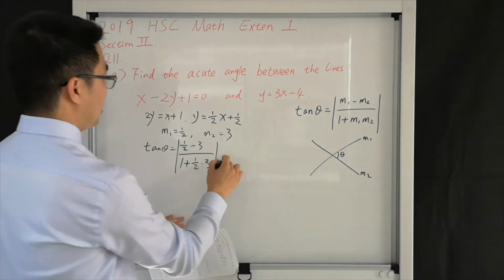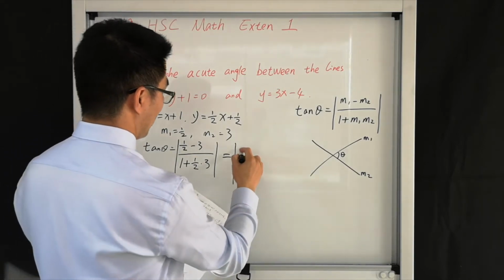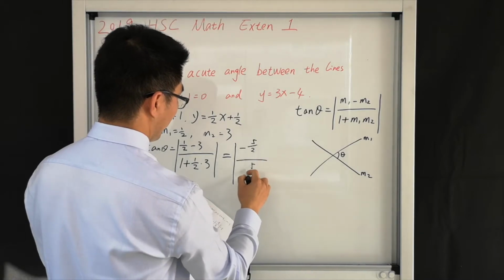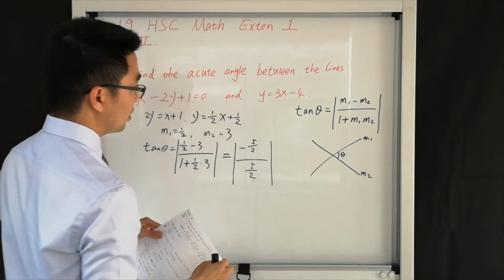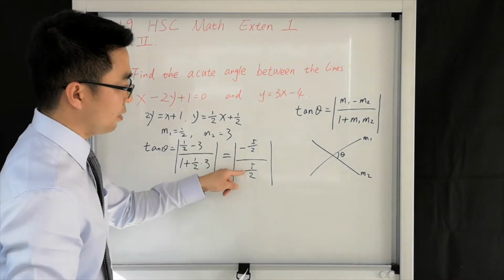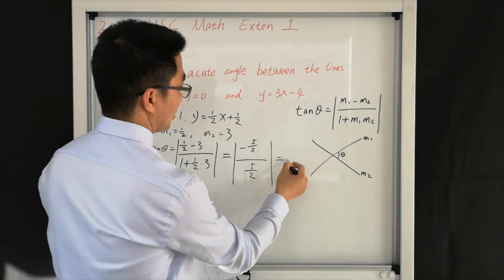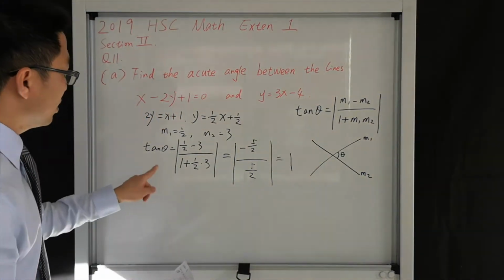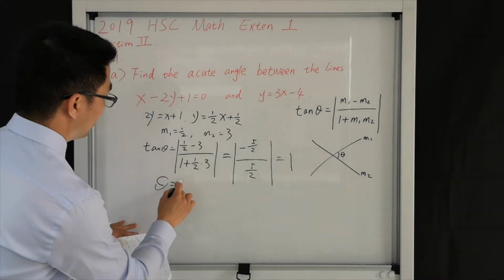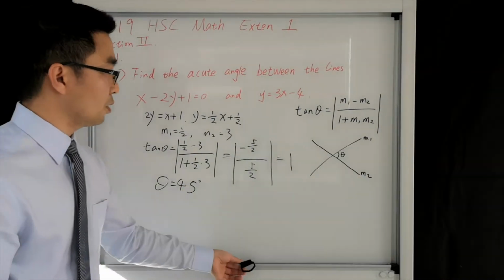So that equals negative 5 over 2 divided by 5 over 2. So here is negative 1. After the absolute value it is 1, which means this acute angle should be 45 degrees. And go to question B.